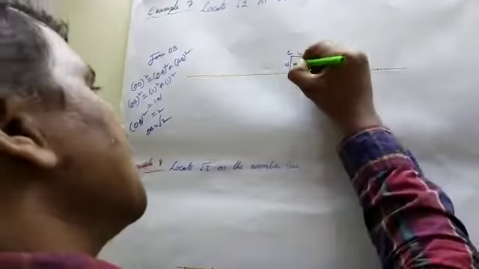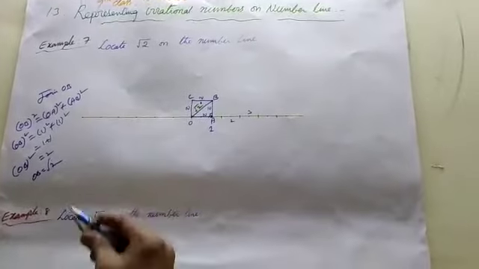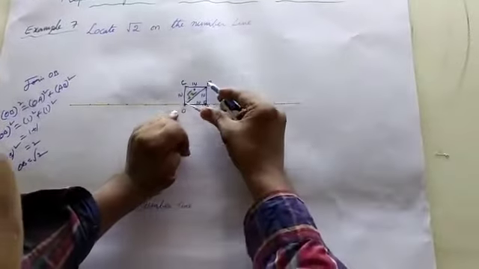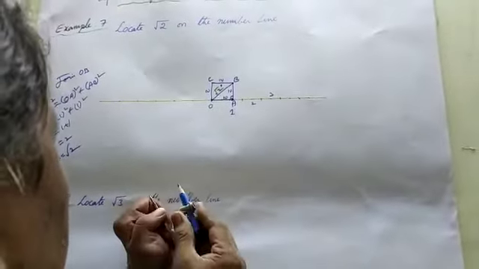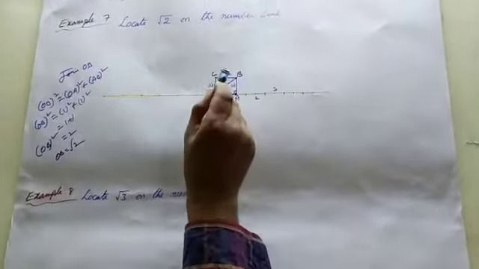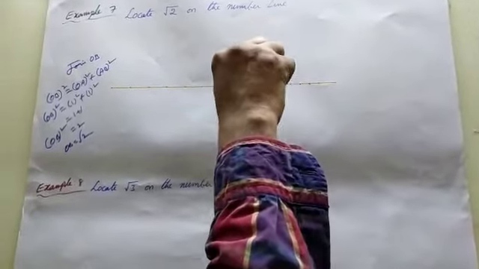OB means root 2. Using the compass, you take the length of OB, and you draw an arc.